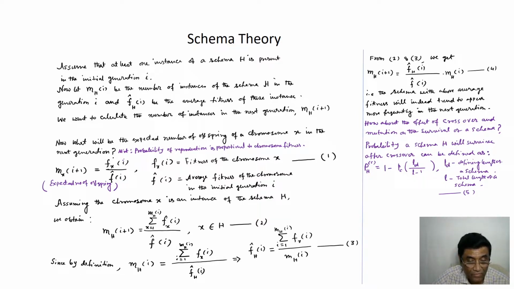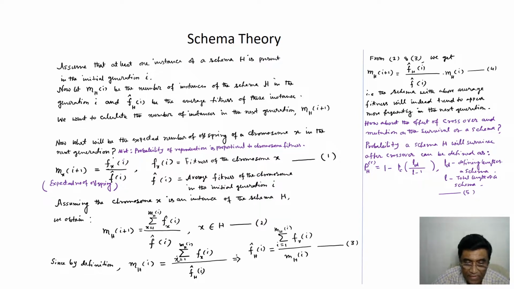So by definition, we have defined that m sub H i is equal to the summation of f(x) for x equals 1 to m sub H, the total number, divided by f cap H, the average fitness of the total schema, okay. So this is the definition, right? It's a number, so this is basically all the instances, what is the fitness value, divided by the average fitness value of the entire schema.